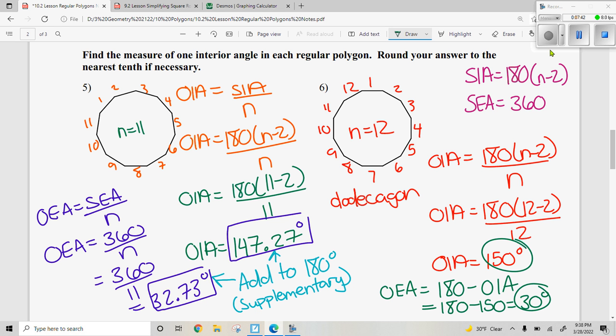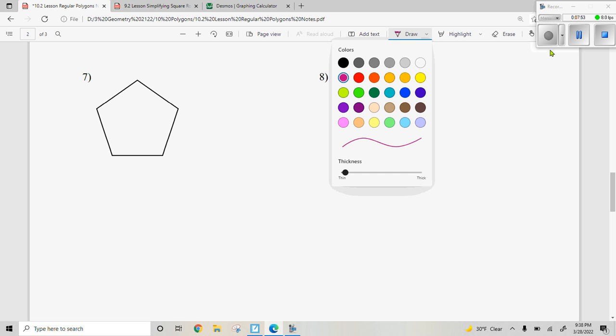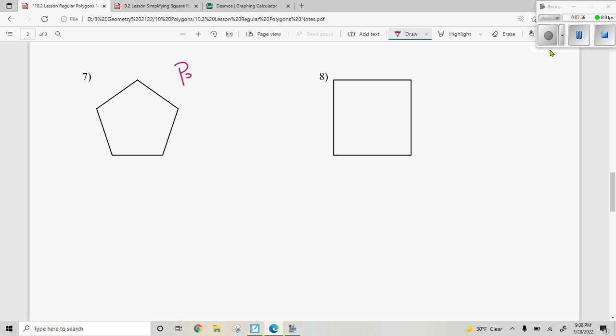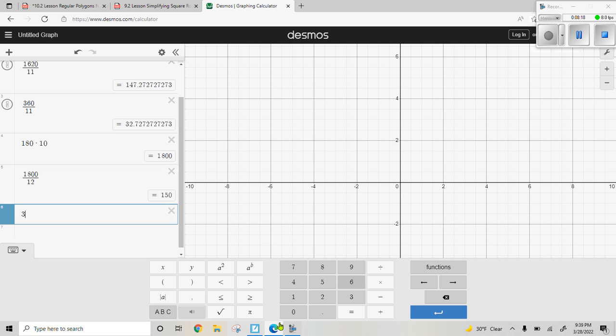I actually think finding an exterior angle is easier. So if you find the exterior angle first, you could then subtract from 180 to get the interior angle. So maybe I'll show an example of that here. I have a pentagon, a regular pentagon. It's got 5 sides. And so let's find the measure of one exterior angle. It's going to be 360 divided by n. So in this case, for our regular pentagon, it's going to be 360 divided by 5, which is 72.